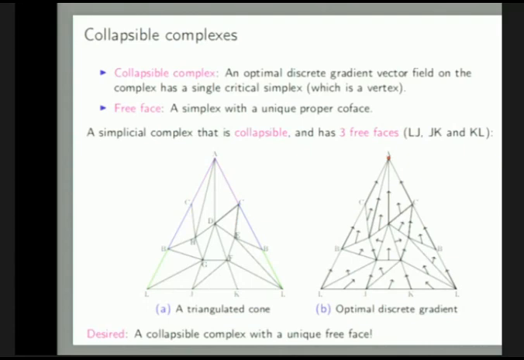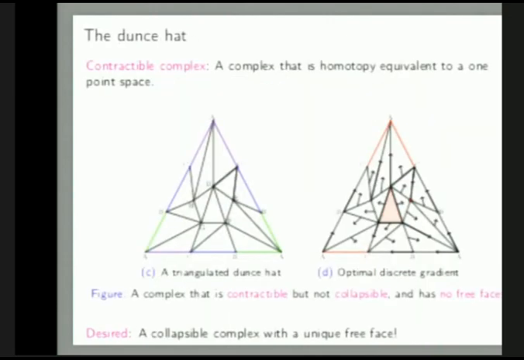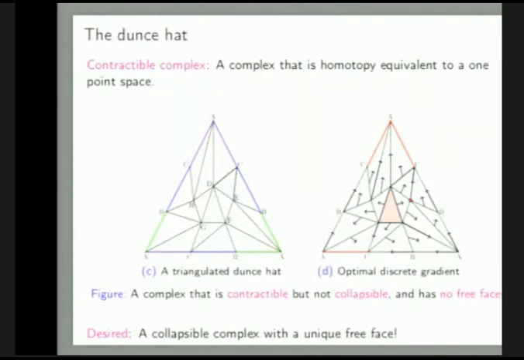What we really want for a gadget is something different. We want a collapsible complex, but with a unique free face. This is maybe very close to what we want, because it has 3, but we are looking for something that has just 1. So we will first look at this very famous complex called the dunce hat, and then we'll try to modify it so that it has just 1.